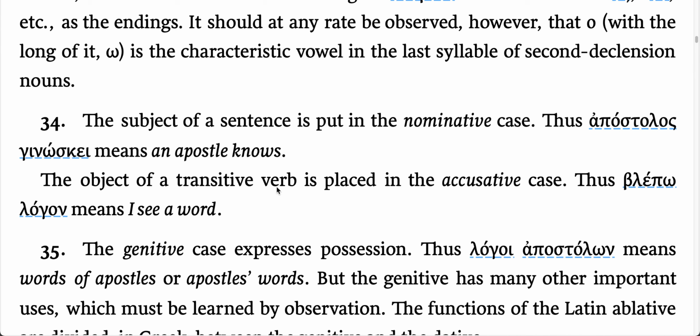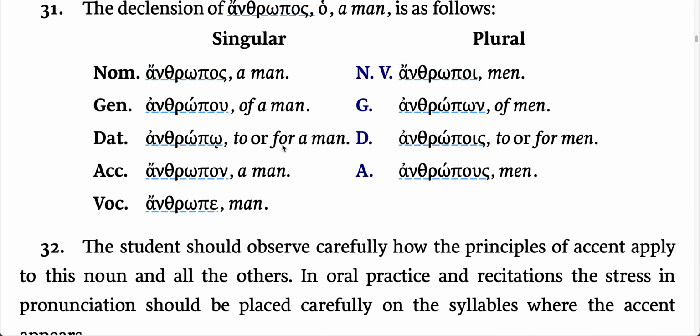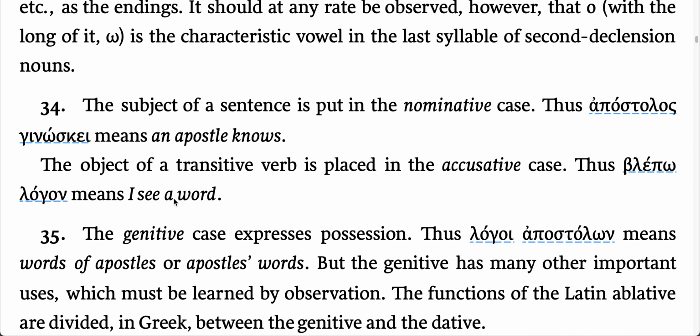The object of a transitive verb is placed in the accusative case. It's placed in the accusative case. So thus we see the word blepo. So blepo is I see. But blepo logon, omicron nu. If I come up here, omicron nu is accusative singular. So it's I see a word. So depending on the case, how it looks tells you what case it's in, and depending on the case, that tells you how it's functioning in the sentence.